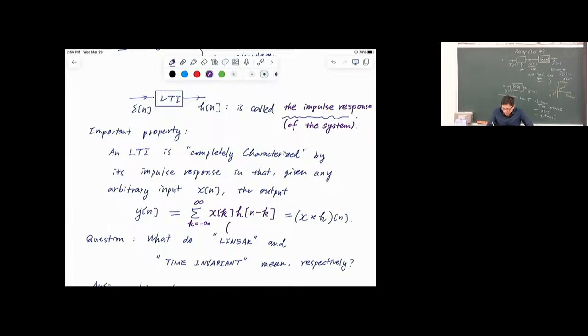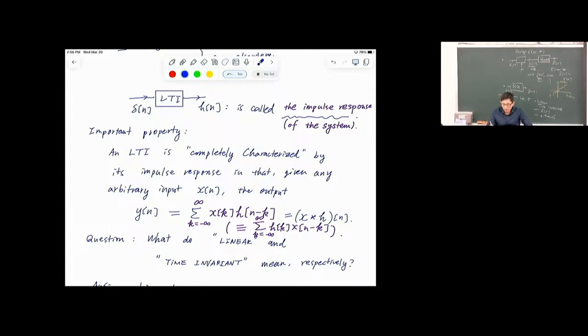And it's trivial to see that, by introducing a change of variable, you can also write here h of k times x of n minus k. The results are the same, because k is simply a dummy variable. You can change the variable. So it doesn't matter if you write it this way or this way, the results are equal. Convolution is well defined.